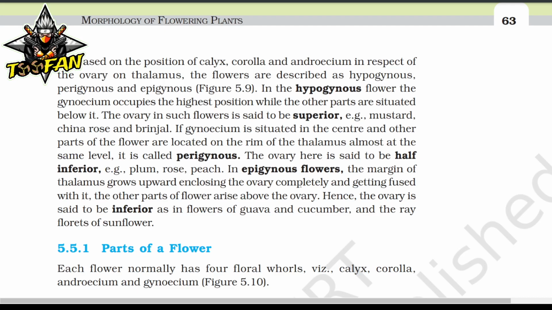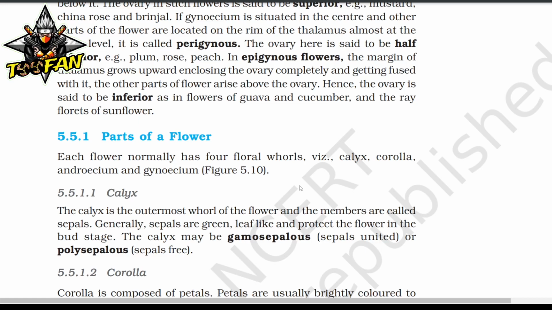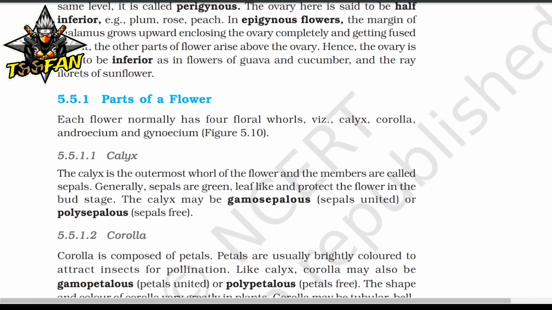The other parts of the flower arise above the ovary. Hence, the ovary is said to be inferior, as in the flowers of guava and cucumber, and the ray floret of sunflower. Now, parts of the flower. Each flower normally has 4 floral whorls: calyx, corolla, androecium, and gynoecium.